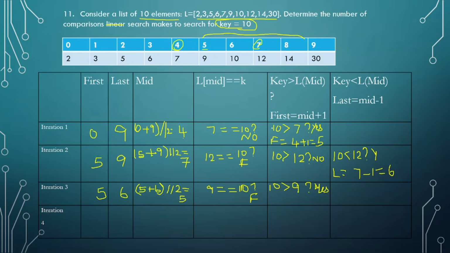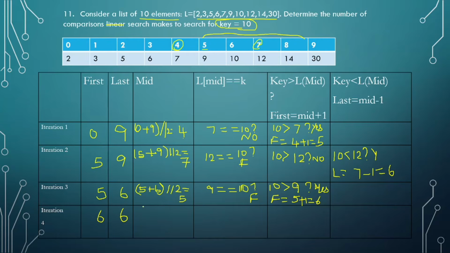If the condition is true, what do you have to change? The first position you have to change. So first is mid plus 1. What is mid? 5. So 5 plus 1 is 6. Now this column we do not need to do, because we already found that key is greater than L of mid. Now first we have to change to 6. Last continues the same.